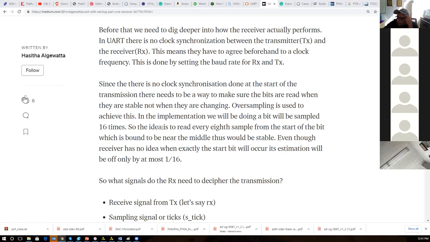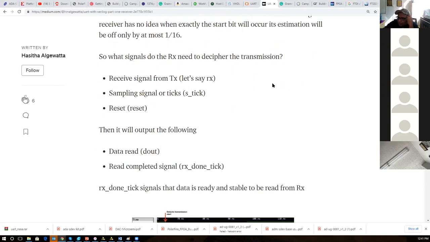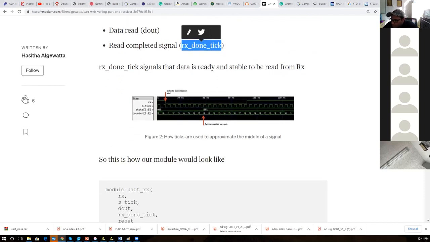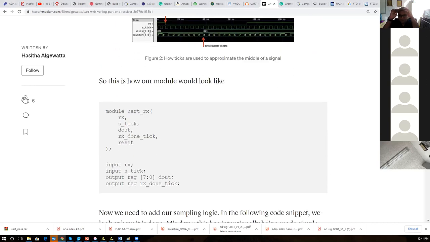So anyway, if you go down further, you will find that he said he's going to have the tick as I told you, a reset, then the data out, and the RX done signals. So look at him, he tried to send 8 bits of data here. He did it here, and then he did it one more time, and one more time, by going up and down. So the guy is describing here the first batch of the communication.